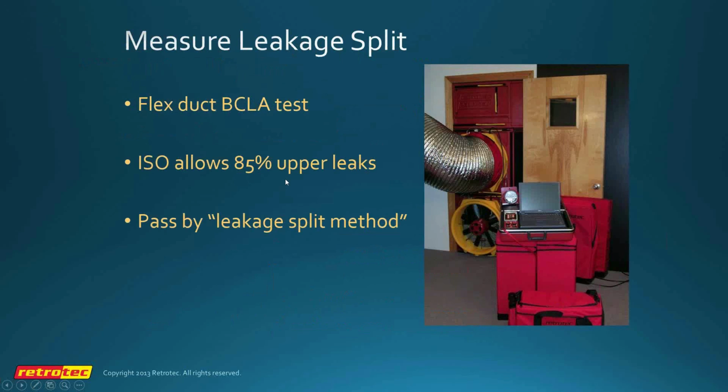ISO allows a maximum of 85% of the upper leaks. They don't let you go beyond that, or the lower leaks at 15% of the total. It's not a way to pass it. We still have to measure it. They just limit it to 15%.